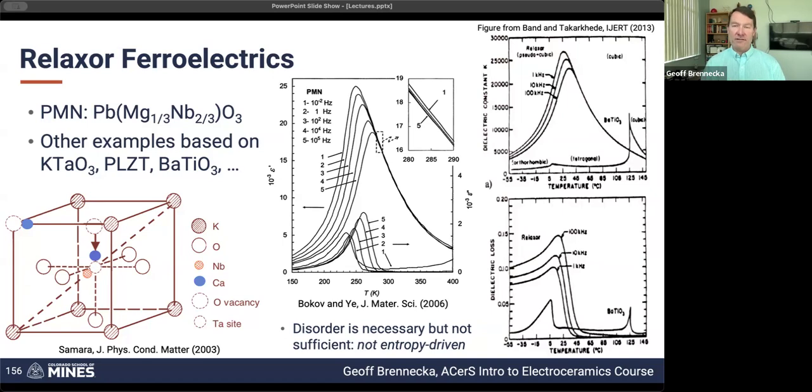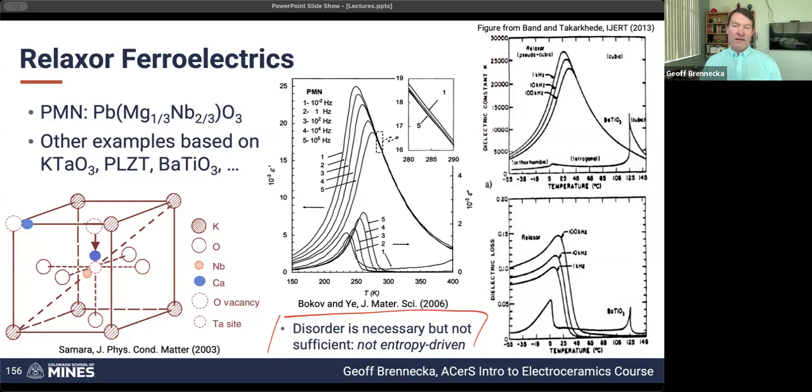PMN-PT is one of the strongest and certainly the prototype. It was the original that was recognized as, wow, this is interesting new physics. The important thing here is that the disorder is really important, but I want to point out that this is not the same as the high entropy fad that has taken off across material science lately. So yes, the disorder that comes from having these different cations on different sites and all that kind of stuff, it is that disorder that eventually leads to this relaxer behavior.